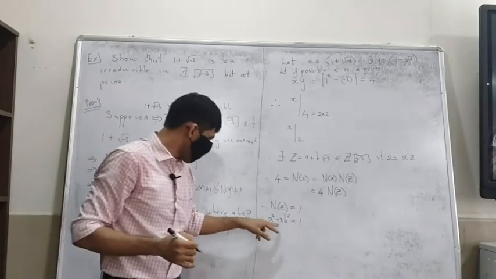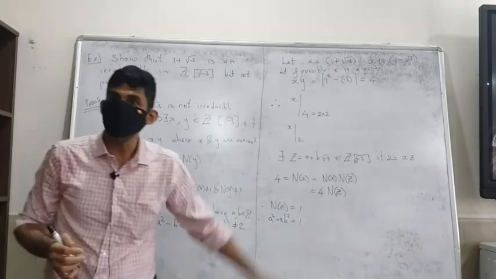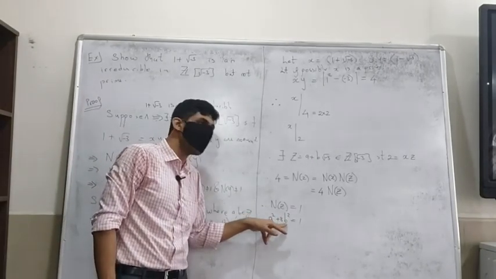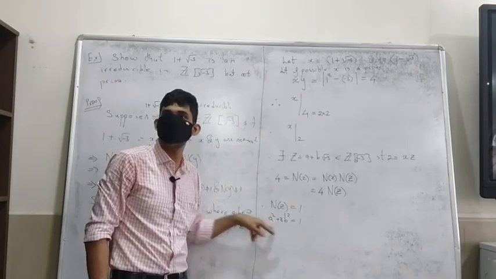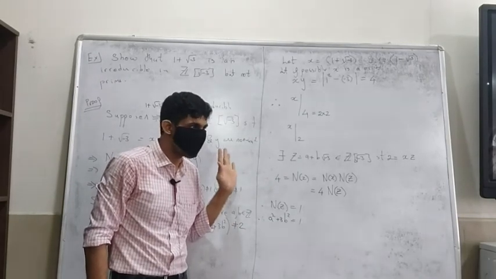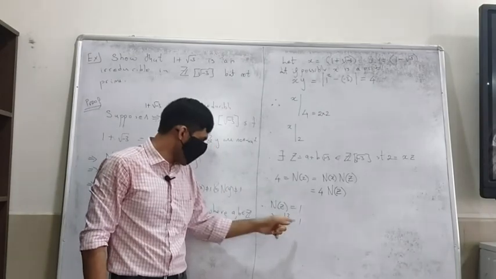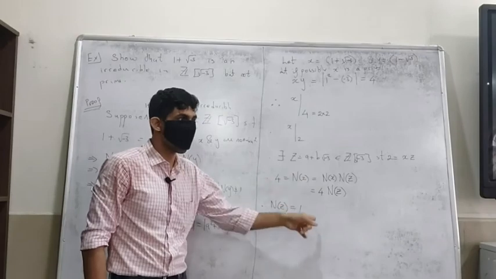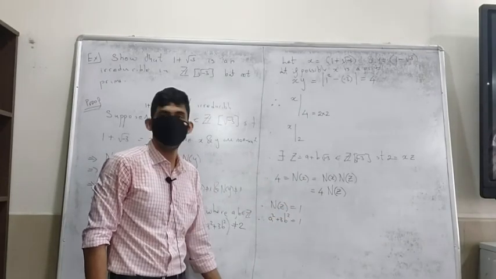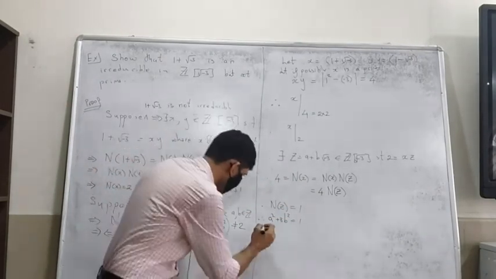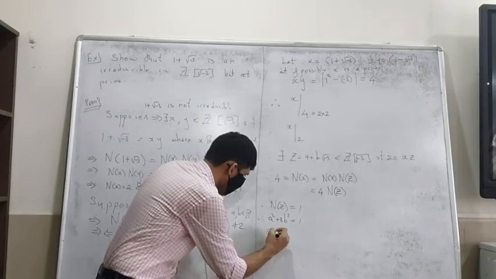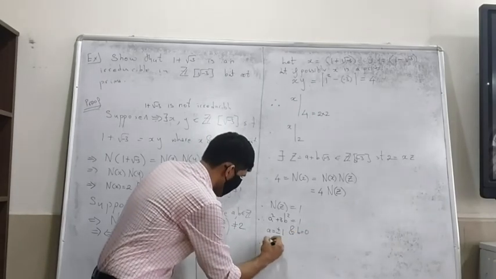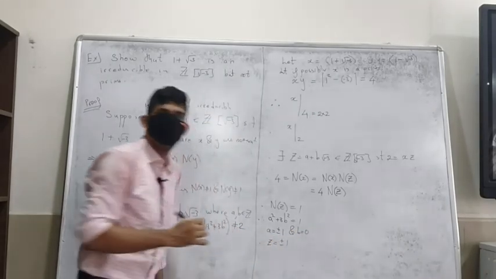Okay, now you ask yourself, for what integer choice of a and b can this be 1? Because the moment b is non-zero, this is going to exceed 3. So that's not possible. So b has to be 0. And once b is 0, the only integers whose square is 1 are plus and minus 1. So a is equal to plus or minus 1 and b is equal to 0, and therefore z should be either plus or minus 1.